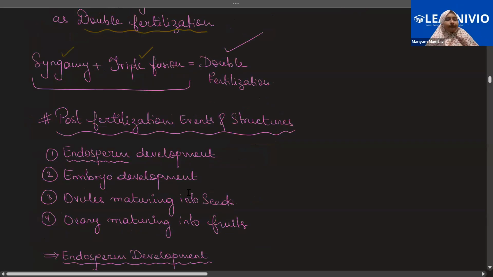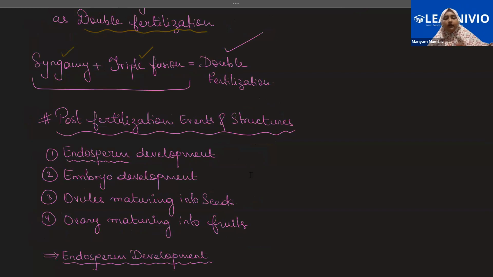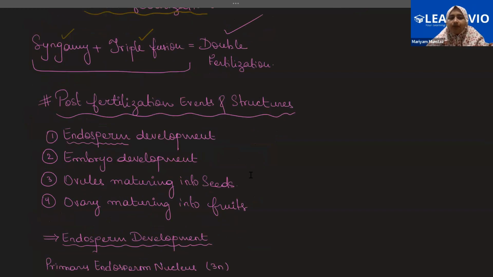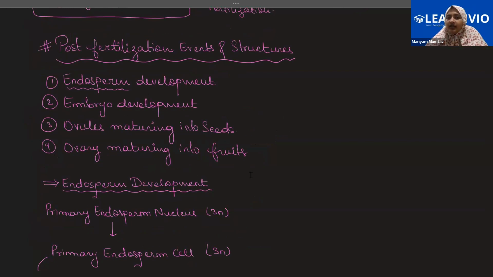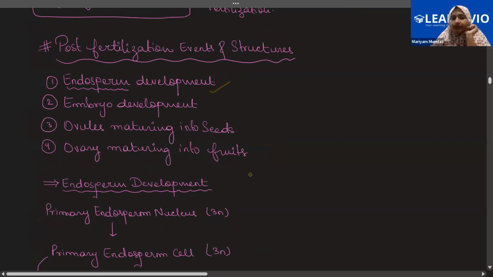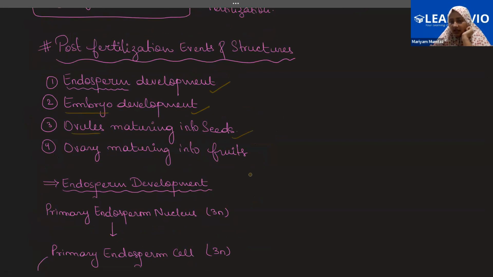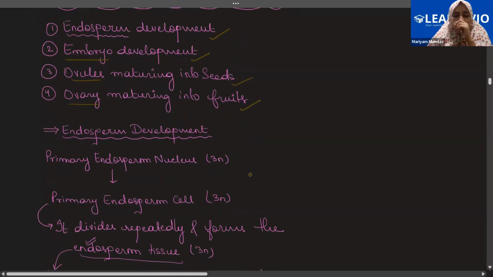All right. So this was all about the fertilization event. Now moving forward, we'll talk about the post-fertilization events. Now we know that the meaning of post means after, the later one, right? So after the fertilization has been done, let us see what all things happen. Now see, in a nutshell, endosperm development takes place, embryo development takes place, ovules mature into seeds, and the ovary matures into fruits. Now we'll discuss each one of them.